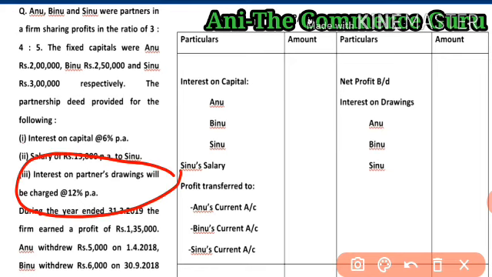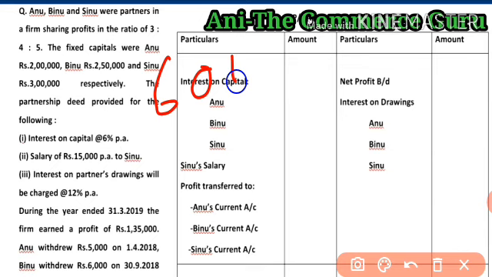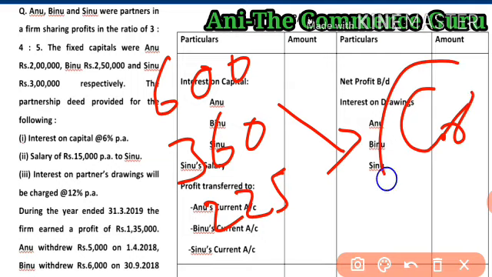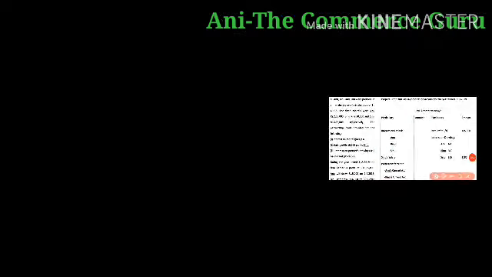Then based on that, we need to calculate the interest on drawings of partners. We have calculated the interest on drawings of all three partners. They are 600, 360 and 225 respectively. That's also over. Hope this much is clear, the credit side portion. I hope you got it clear.